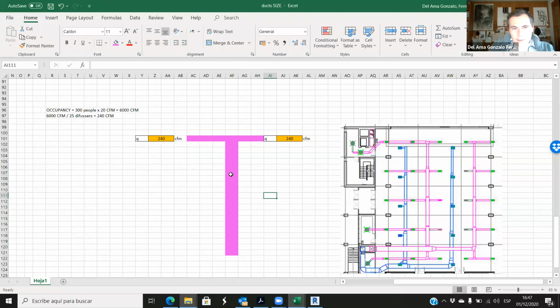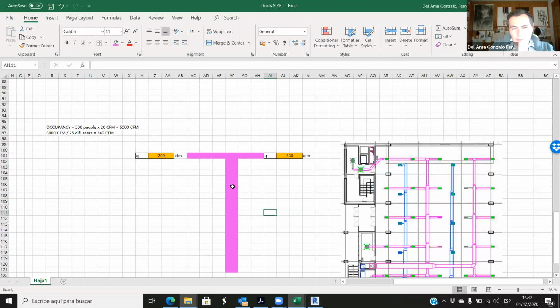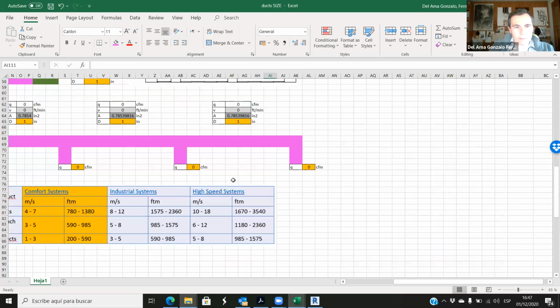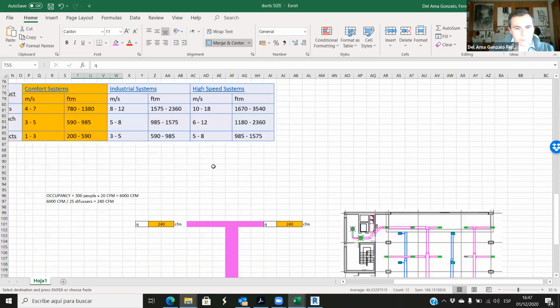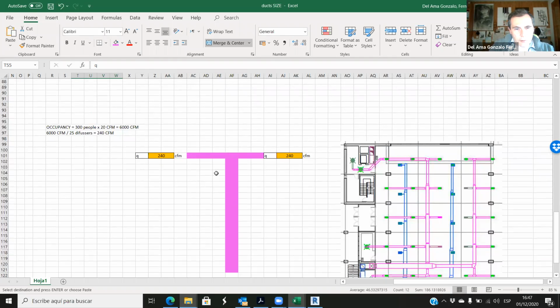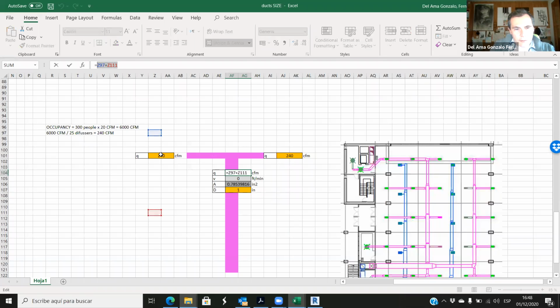So the central branch can be something like this. So what is the diameter of this duct here? We can copy one of these tables here. Okay, so what is the flow? This flow is this plus this one. So we can say that it's this value plus this value. Okay, so this is 240 plus 240, so the total is 480.